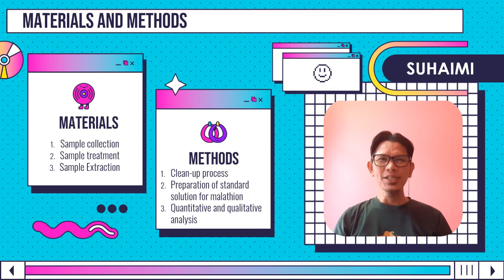Now I would like to explain about the materials and methods for this case study. For materials, we have sample collection, sample treatment and sample extraction. However, for the methods, we have the clean-up process, preparation of standard solution for Malathion, and quantitative and qualitative analysis.